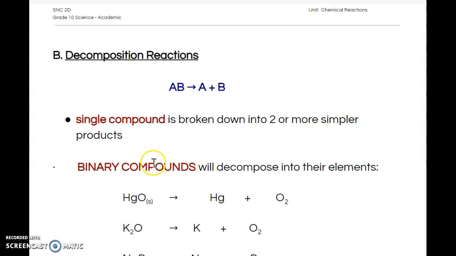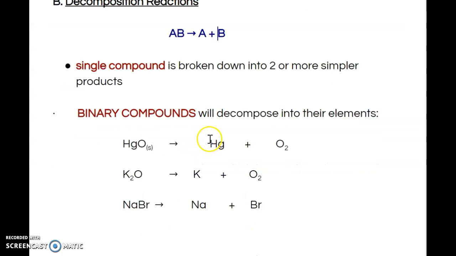Decomposition is you have compound AB, and you break it apart to get A plus B. Okay, so a single compound is broken down into two or more simpler products. Your binary compounds will decompose into their elements. So you have mercury oxide, you have HgO2.